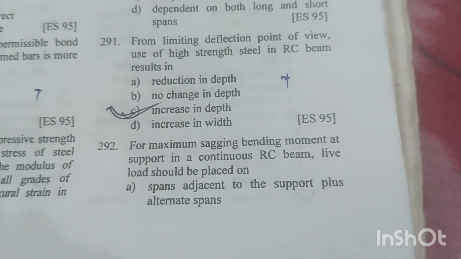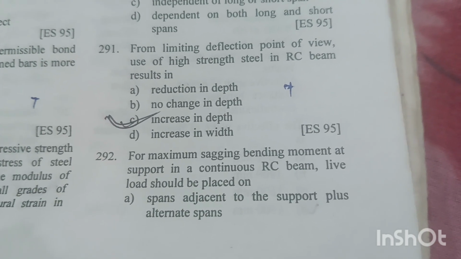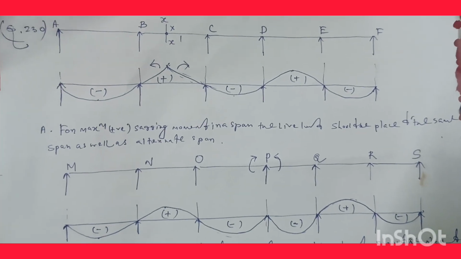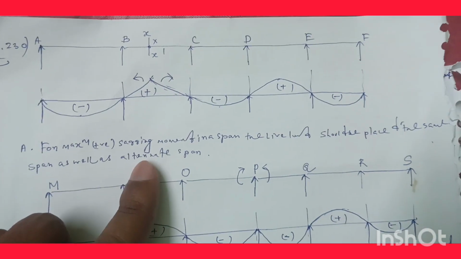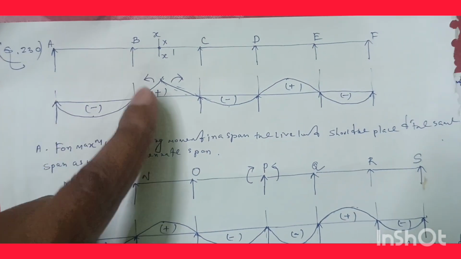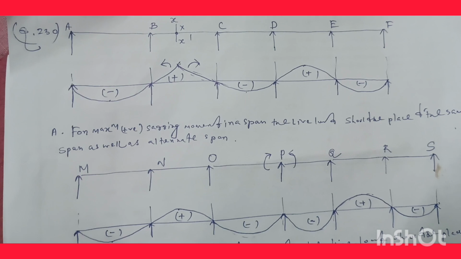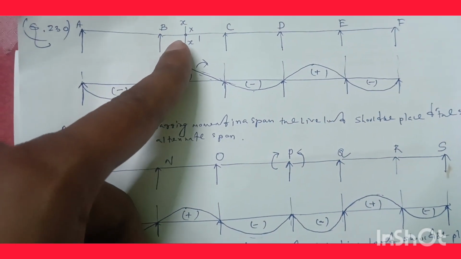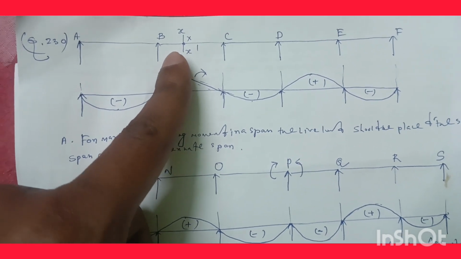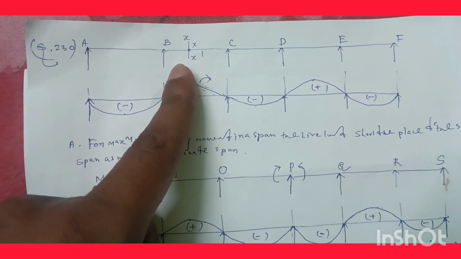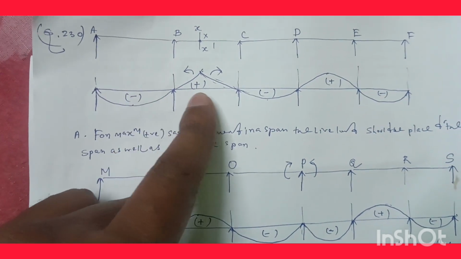Question number 292. For maximum sagging bending moment at support in a continuous RCC beam, live load should be placed on. So consider a continuous beam ABCDEF with end spans AB and EF and intermediate spans BC and CD. Now if we take an imaginary hinge at X of the span BC and apply a pair of positive bending moments adjacent to both sides of the hinge, the deflected shape of the beam will be like this.